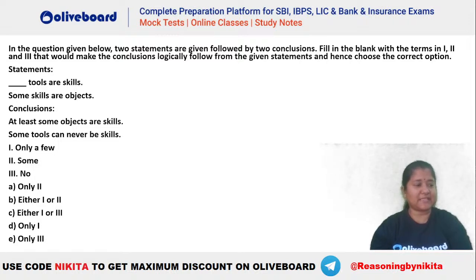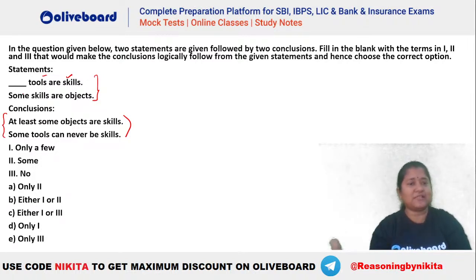Anybody? What should be the answer here? This is a filler based question on syllogisms. Therefore, you can see that we have two conclusions given, and in the set of statements we have a blank here. So we have to find what should be the relation between tools and skills so that these two conclusions become definitely true.